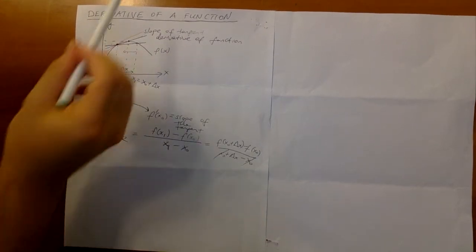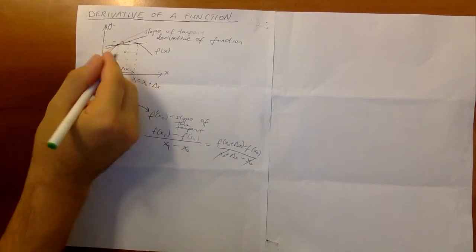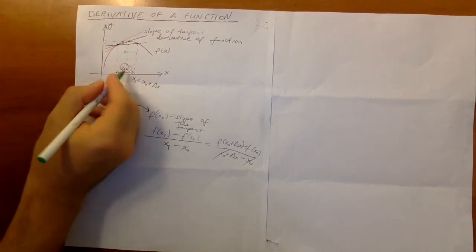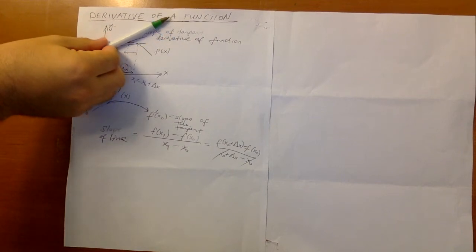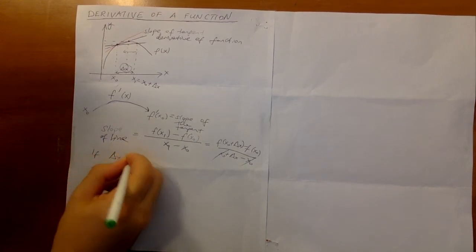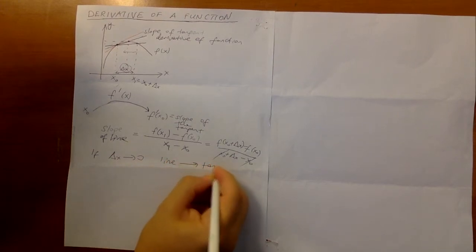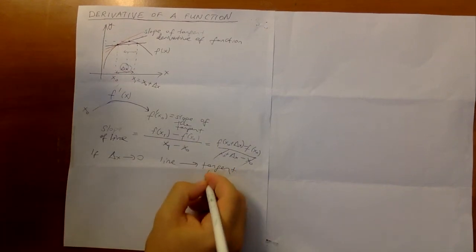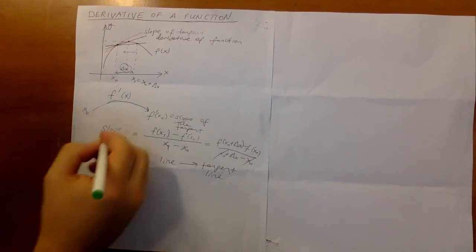But we need to make this look like the slope of the tangent line. How are we going to do that? It's simple, because we can make this delta x smaller. If it approaches 0, then this line approaches the tangent line. So if delta x goes to 0, the line approaches the tangent line. This arbitrary line that I drew approaches the tangent line, so the slope of the line is going to approach the slope of the tangent line.